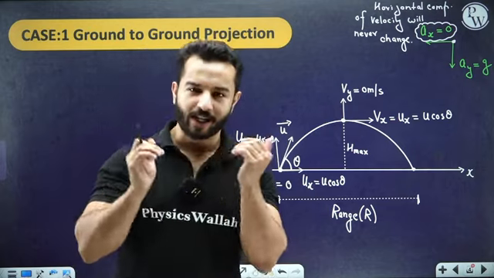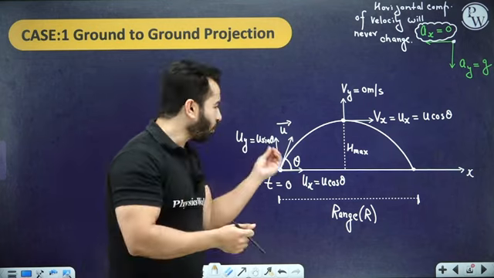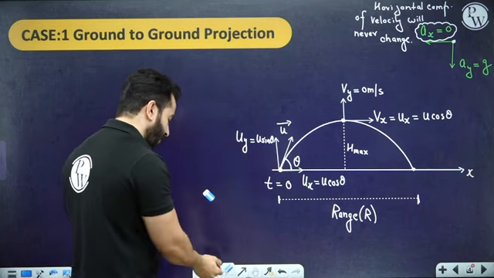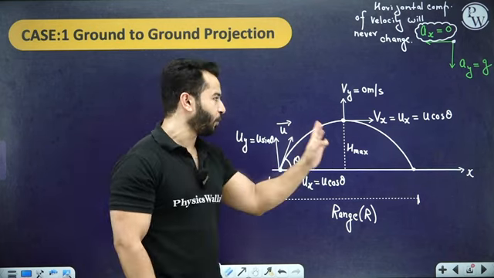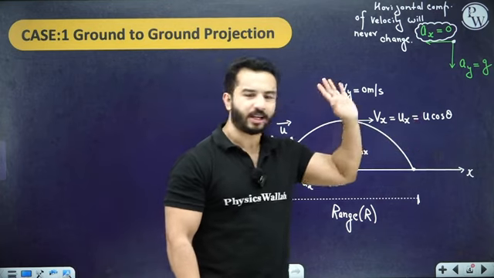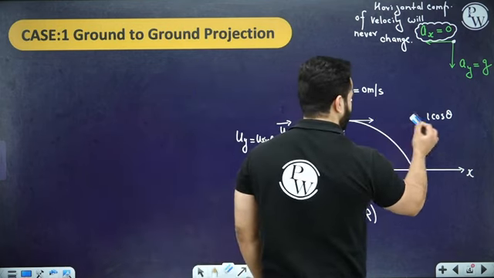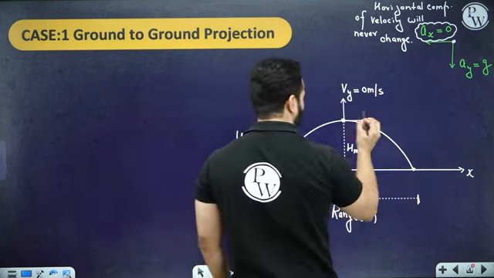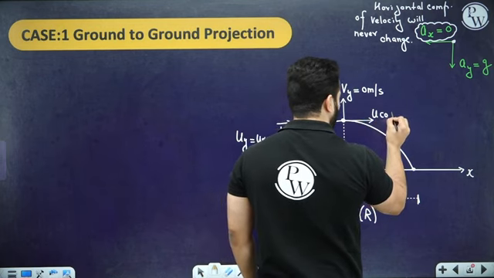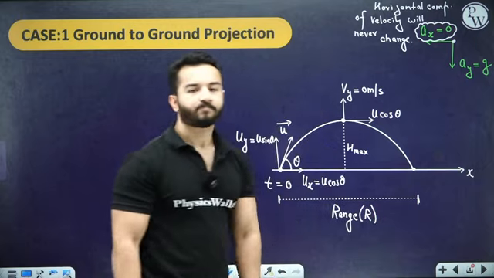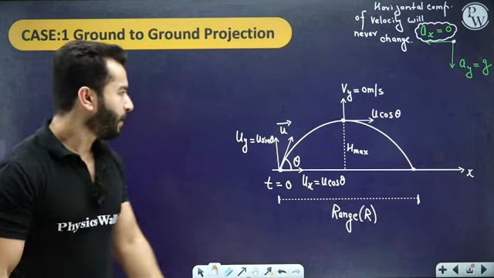Whenever we talk about final and initial, first let's define for which points we are talking. So right now I was just talking about this point and this point. So the x component will never change, so shall I just write it as ux? So this will always be u cos theta. Hopefully everything is clear, right?